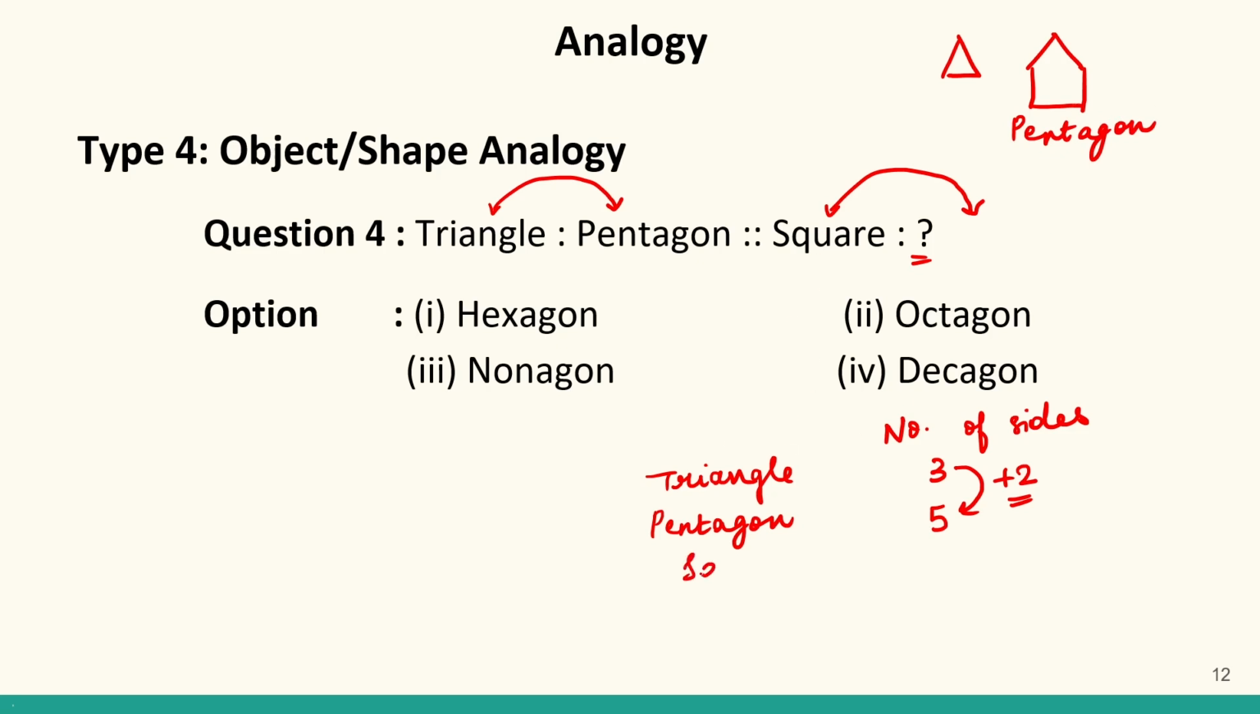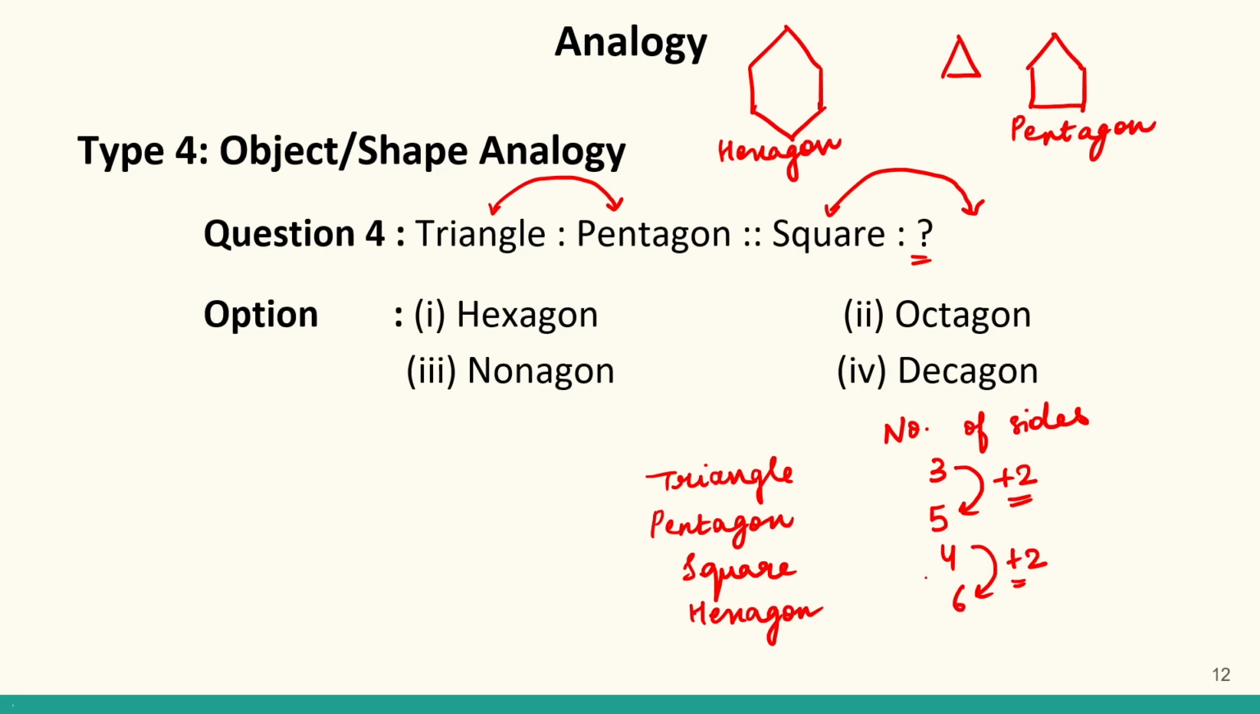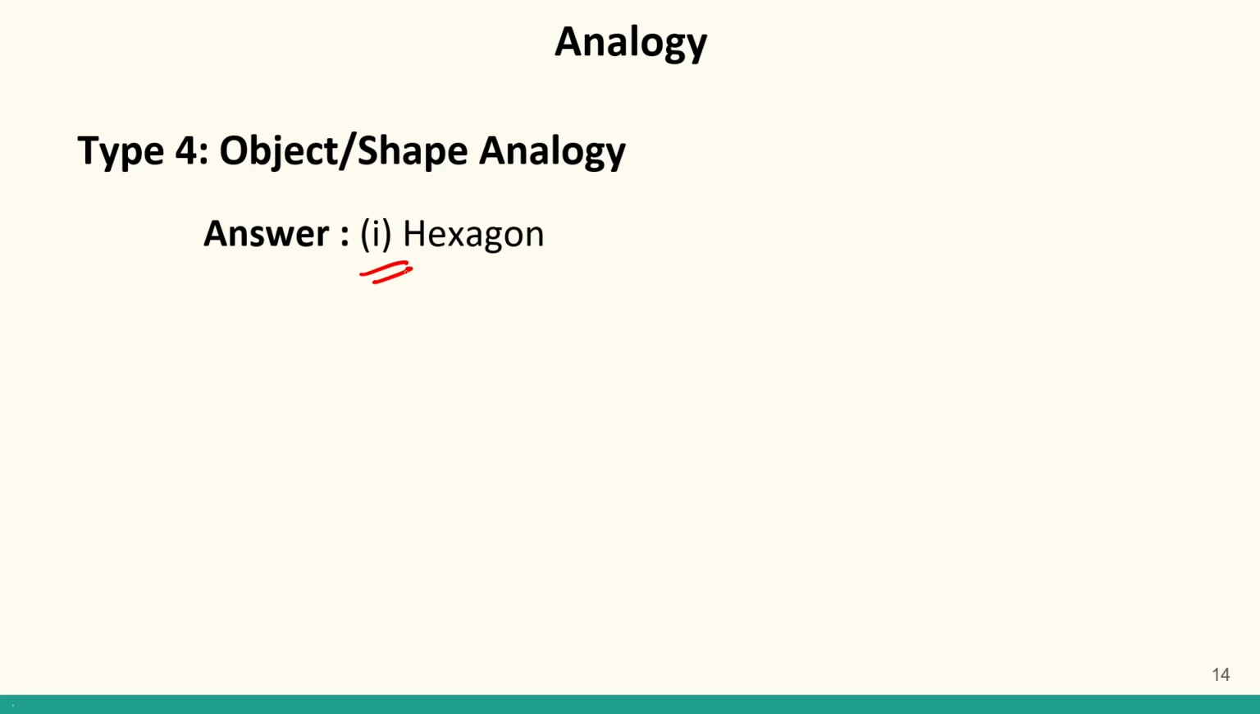So similarly, a square has how many sides? A square has 4 sides. So we have to find a figure which has 2 sides more than square. That is something that has 6 sides. So a figure which has 6 sides is called a hexagon. A hexagon looks something like this. It has 6 sides. So this is what a hexagon looks like. Okay. So our answer will be option number 1, hexagon, because hexagon has 6 sides and we are moving to a figure which has 2 sides more. So answer you can check here is hexagon.